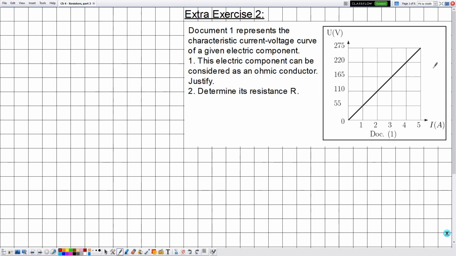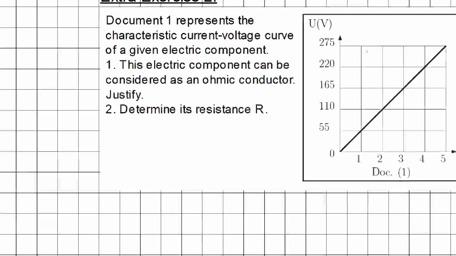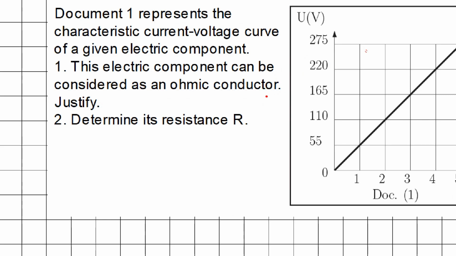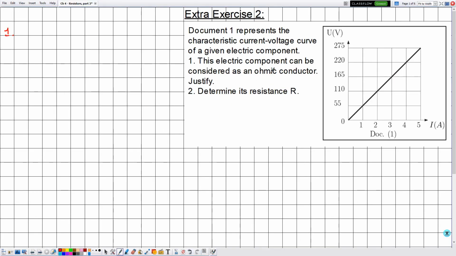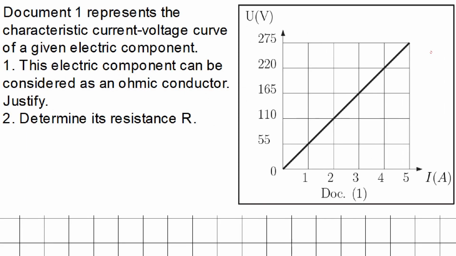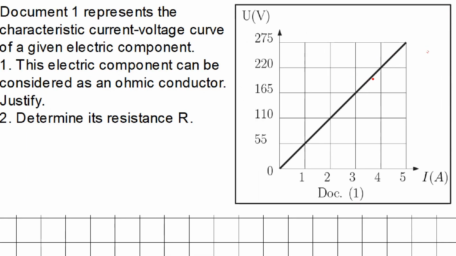It represents the characteristic current voltage curve of a given electric component. Number 1. They are telling me this electric component can be considered as an ohmic conductor, justify, and by an ohmic conductor it means a resistor. So in order to justify that this electric component is a resistor, we need to refer to the shape of the curve. So notice that this curve represented in UI system is a straight line passing through the origin.